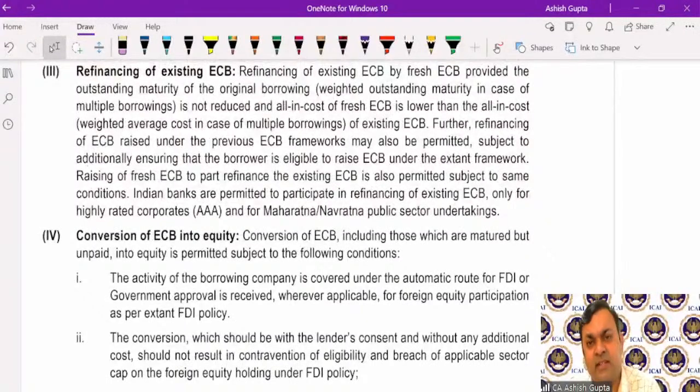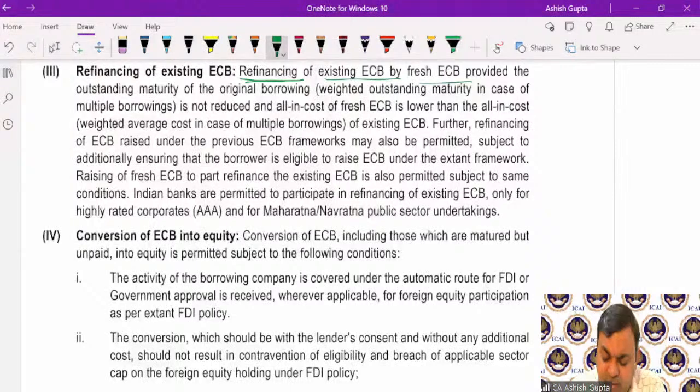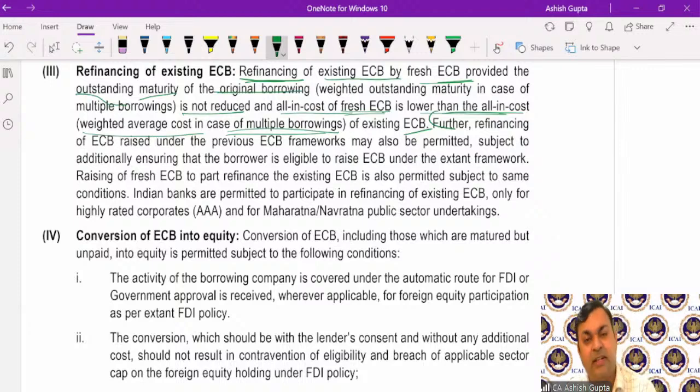Refinancing of existing ECB. Refinancing of existing ECB by fresh ECB is permitted, provided the outstanding maturity of the original borrowing, that is the weighted average outstanding maturity in case of multiple borrowings, is not reduced, and the all-in cost of the fresh ECB is lower than the all-in cost, or weighted average cost in case of multiple borrowings, of the existing ECB. Further, refinancing of ECB raised under the previous ECB framework may also be permitted.